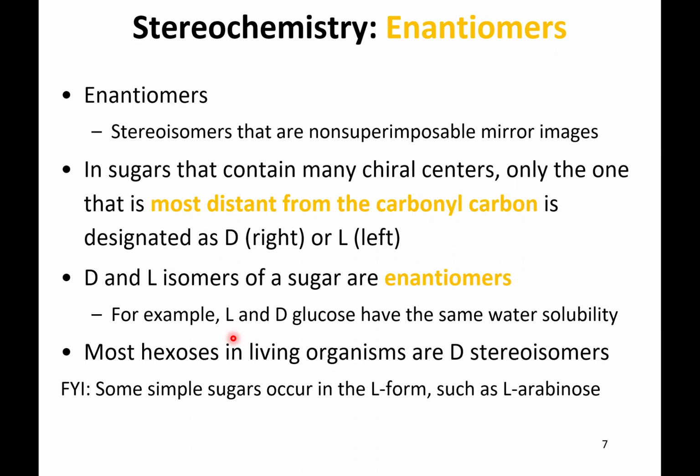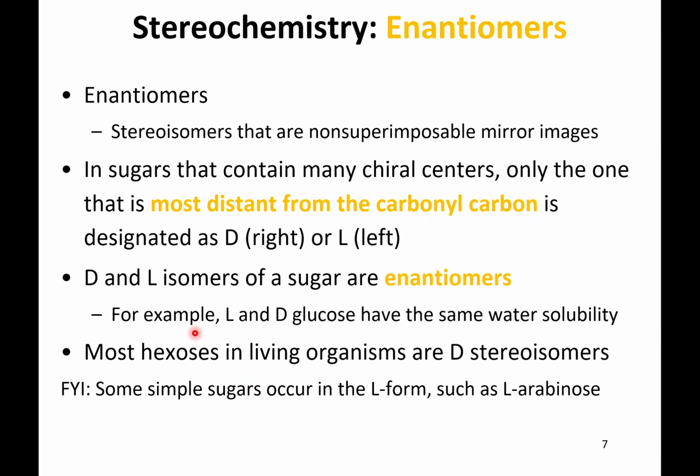Okay. When you have these D and L enantiomers of a sugar, those molecules are going to have very, very similar properties. Things like water solubility are going to be the same. The thing that is going to be different is the way they rotate polarized light. But their physical properties, other than that, are going to be identical.